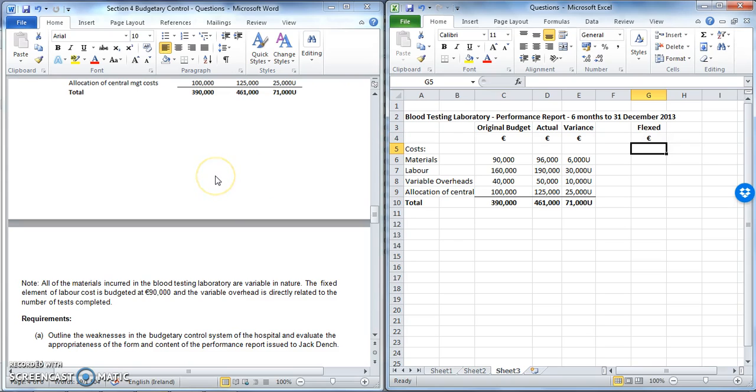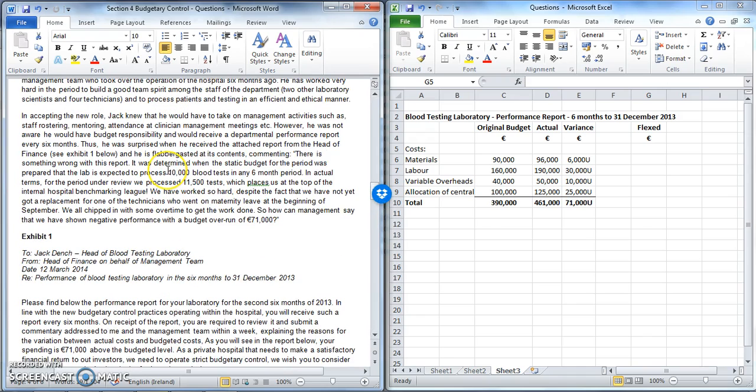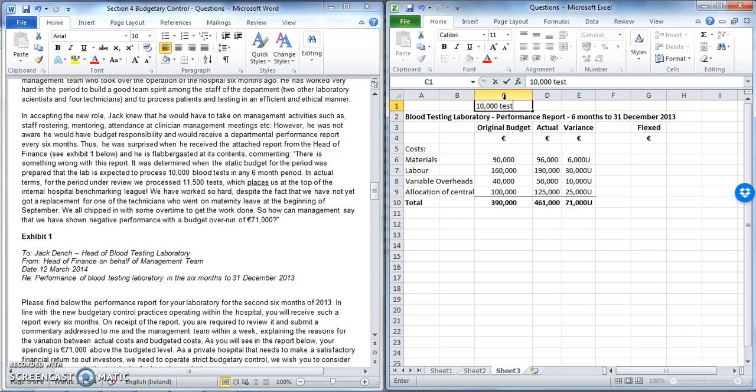The first thing you need to know is, well, what's the level of activity? And you should have read the question as I outlined at the start. You'll know that the level of activity here is measured in number of tests. So the original budget was based on 10,000 tests. But the actual level of activity was 11,500. So 11,500 was the actual number of tests. So what you essentially have to do now is flex your budget to say, if we knew that there was going to be 11,500 tests done, what would our budget look like?